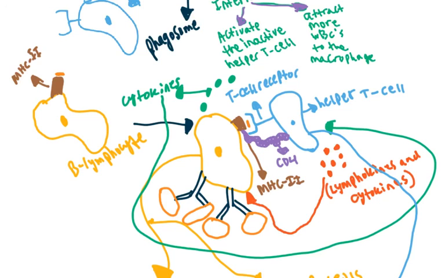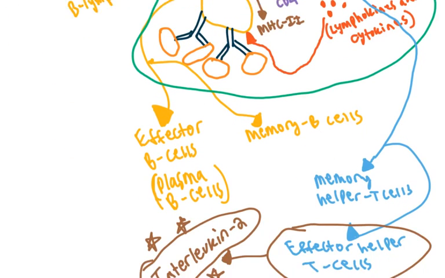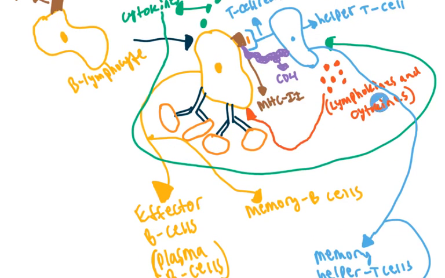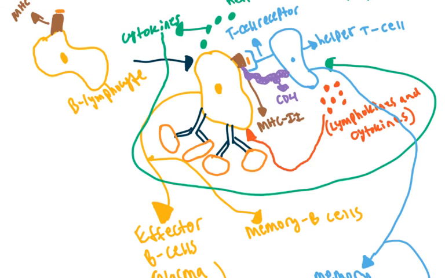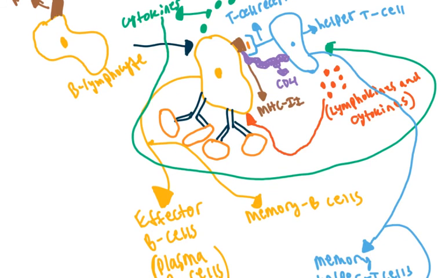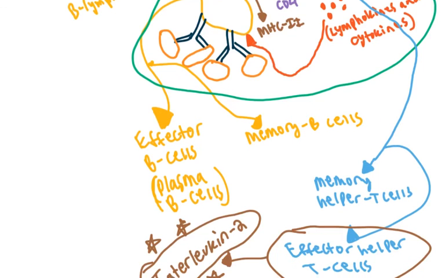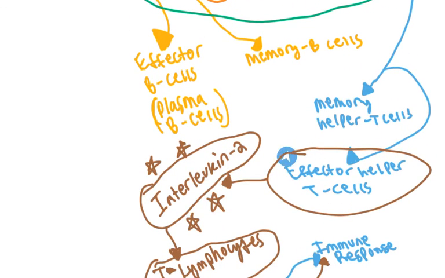And all these inflammatory markers can help the helper T cell proliferate into memory helper T cells and effector helper T cells. And all these cytokines and the lymphokines released by the helper T cell can help the B lymphocytes, right? So the lymphokines released by the helper T cell can induce the proliferation of this B lymphocyte into effector B cells, or also known as plasma B cells, and memory B cells. And then we said the cloned helper T cells as a group can then release interleukin-2 and other cytokines.